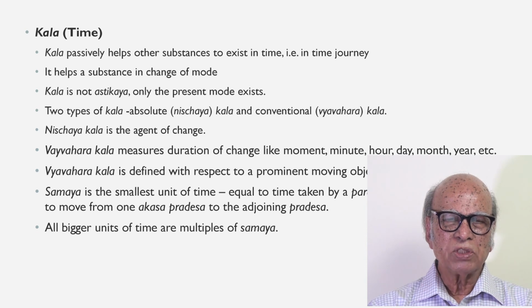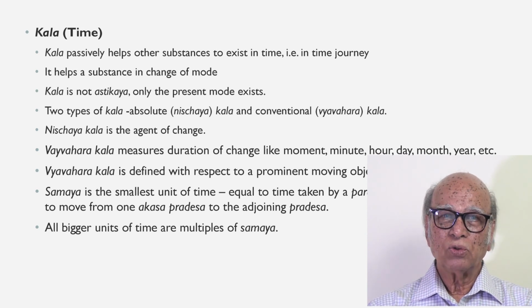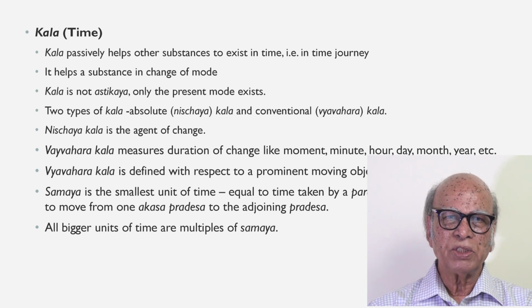That is, the Kal is present only on one pradesh of space. And we defined pradesh in the last lecture. Pradesh is the space occupied by one Paramanu. So how small a pradesh is, you can imagine. And a Kal is present only in that space and no further extension.